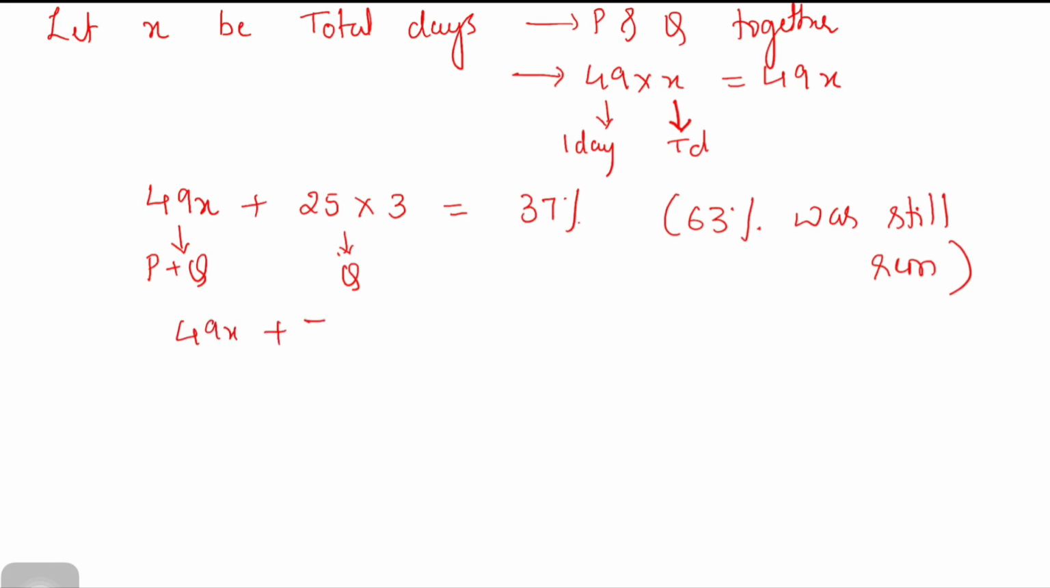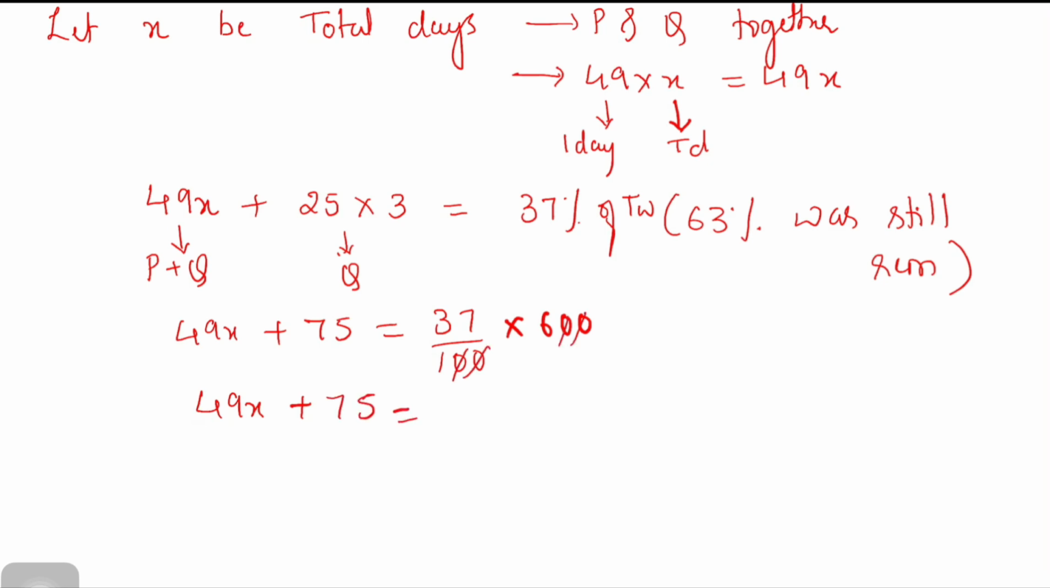So 49X plus 75 is equal to 37% of total work. Total work we know is 600, so 37% of 600 they have completed. The zeros cancel, 37 times 6 is 222. So 49X is equal to 222 minus 75, which gives 147. Therefore X is equal to 147 divided by 49, which is 3. So X is equal to 3 days.